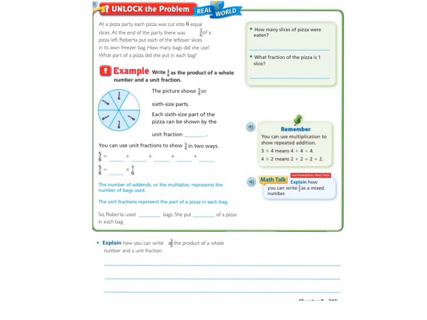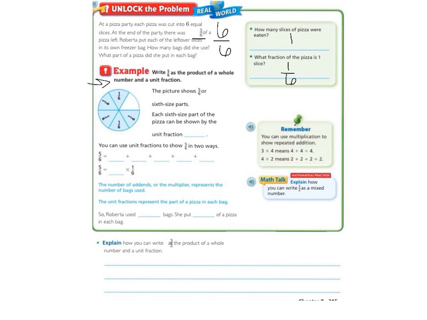Well, let's look to the green box to see what we should do first. It says, how many slices of pizza were eaten? Well, we know that a whole pizza, if it's cut into 6, would have been 6/6. But we only have 5/6 left over, so that means 1 slice of pizza was eaten. And what fraction of the pizza is 1 slice? Well, it is 1 piece of a total of 6.